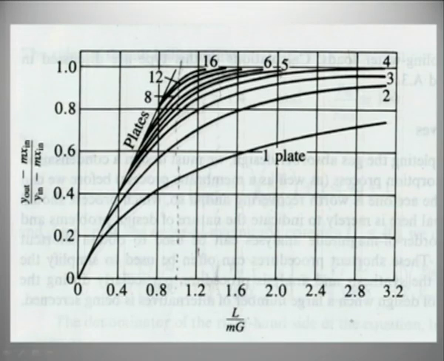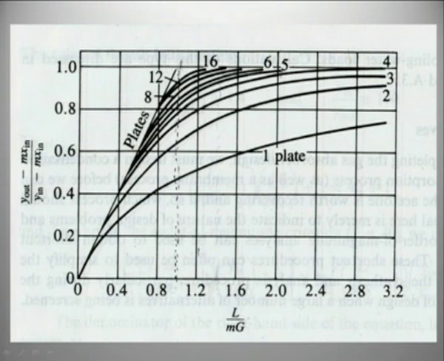What you see on the screen now is a plot of the Kremser's equation. On the x axis you have L by mg, on the y axis you have the parameter y out minus mx in divided by y in minus mx in, which is essentially the percentage recovery. Now, we want to recover as much acetone as possible. Now, let us say that we pick up L by mg equal to 1, which is basically this line which I am now showing.